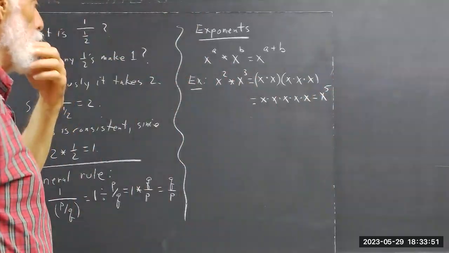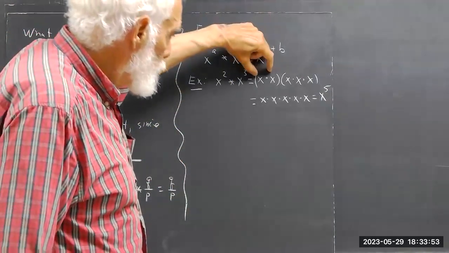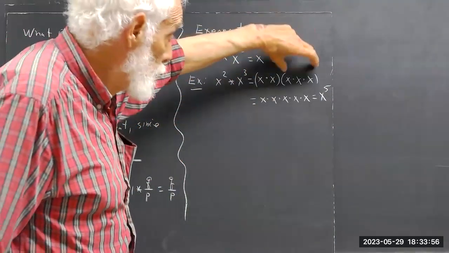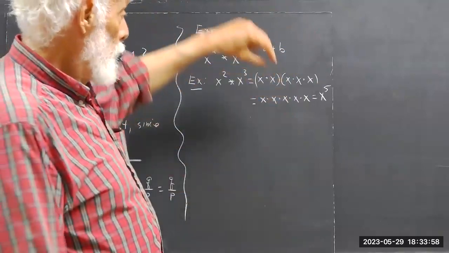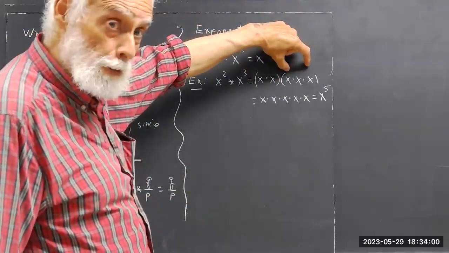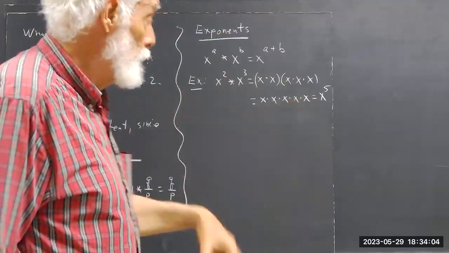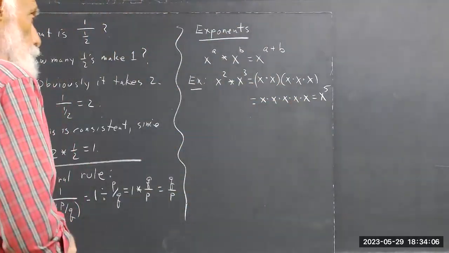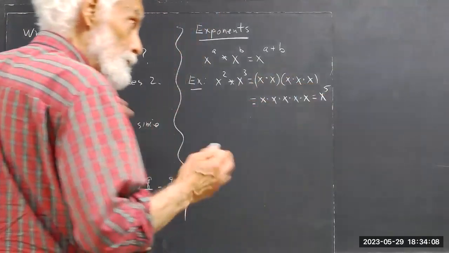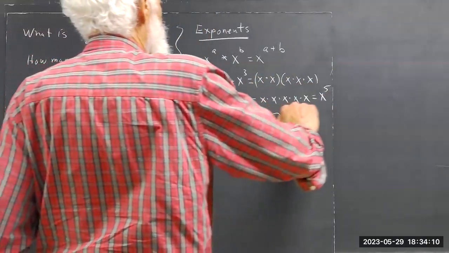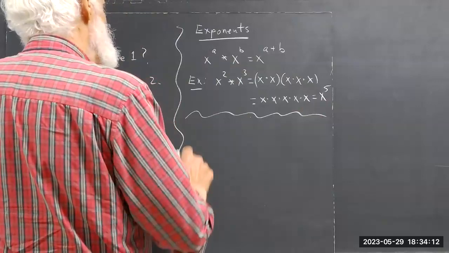That's x to the 5th. X squared is a string of 2 x's, x cubed is a string of 3 x's. If you multiply a string of 2 x's by a string of 3 x's, you get 5 x's, which is x to the 5th. You get a string of 5 x's. Okay, so that should satisfy it. Okay, now.